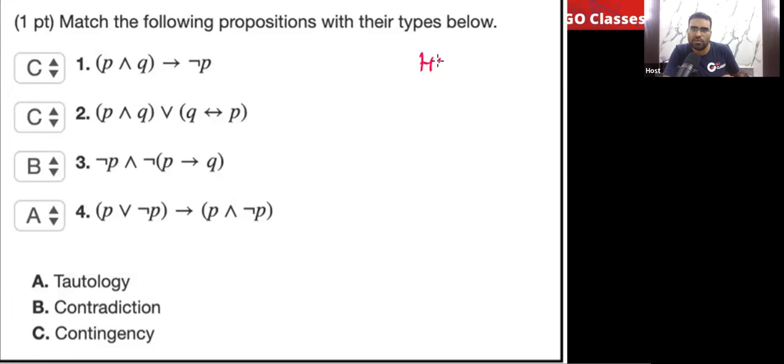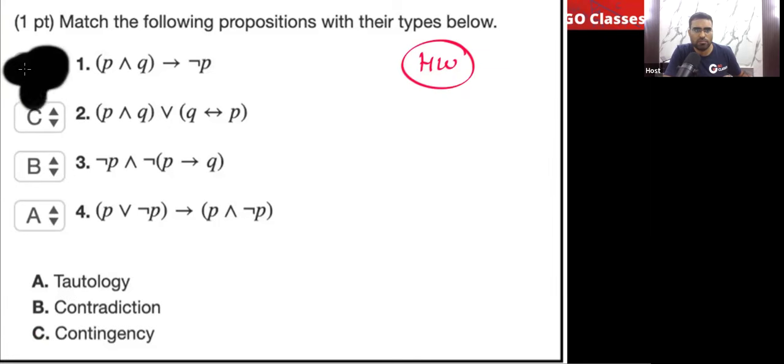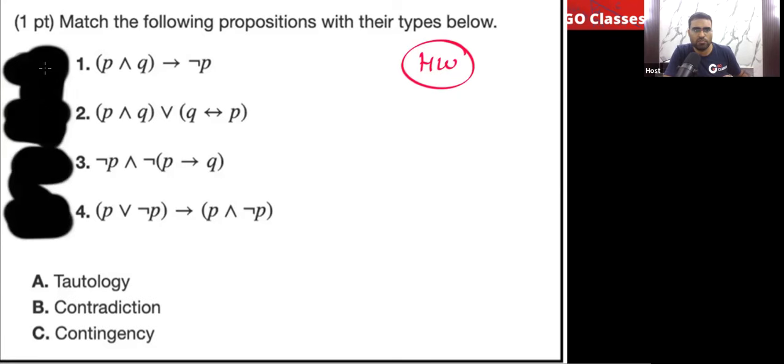This is another homework. You have to find which of them is tautology, which of them is contradiction, which of them is a contingency. This is what you have to do. Simple. Now let's move on.